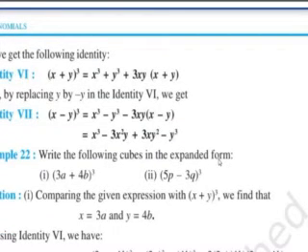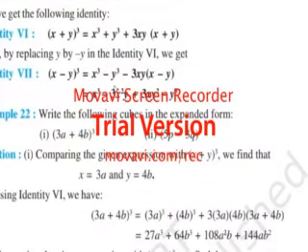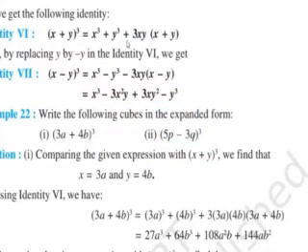So this is the formula of what? X plus y whole cube. Here you can see, we get the following identity, that is identity 6: x plus y whole cube is equal to x cube plus y cube plus 3xy times x plus y. This becomes the sixth identity.